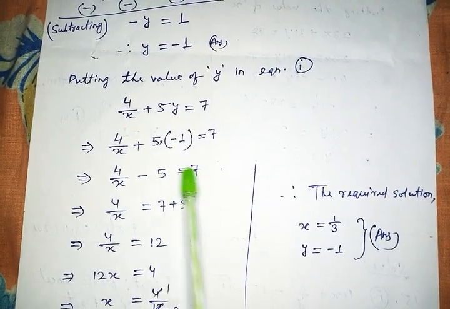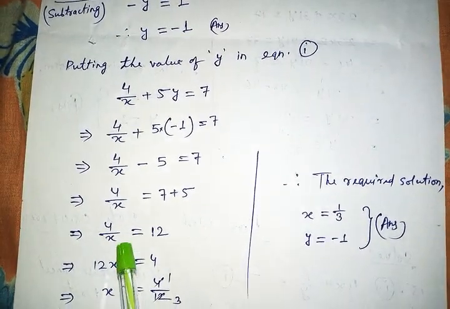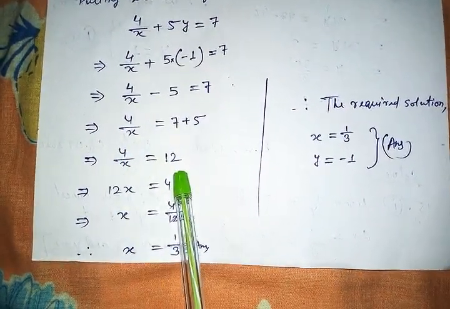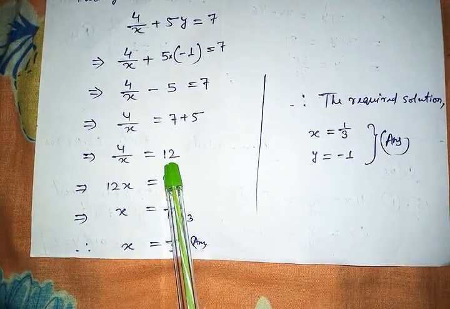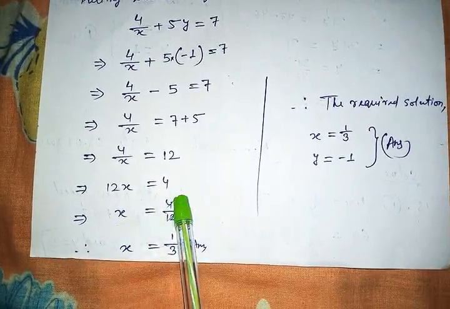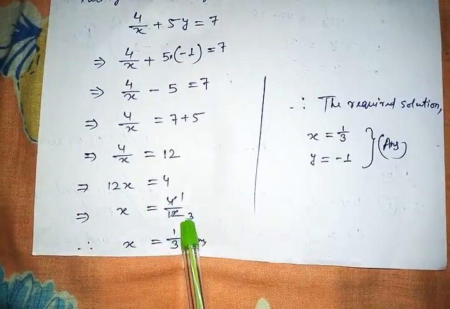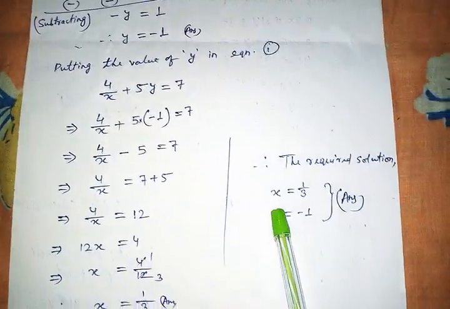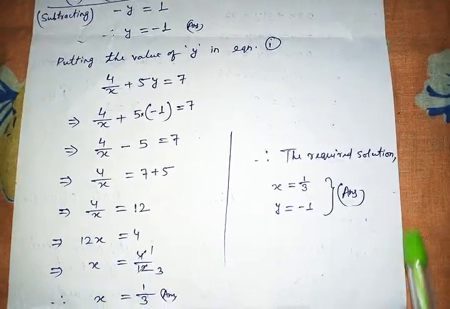4x equal to 5 comes this side plus 5. 4x equal to 12, since 7 plus 5 is 12. So now 12 into x, 12x. 4 ones are 4 because there is 1 below 12. So x equal to 4 by 12, which divides to 1 by 3. X value is 1 by 3. So our answer is x equal to 1 by 3 and y was minus 1.